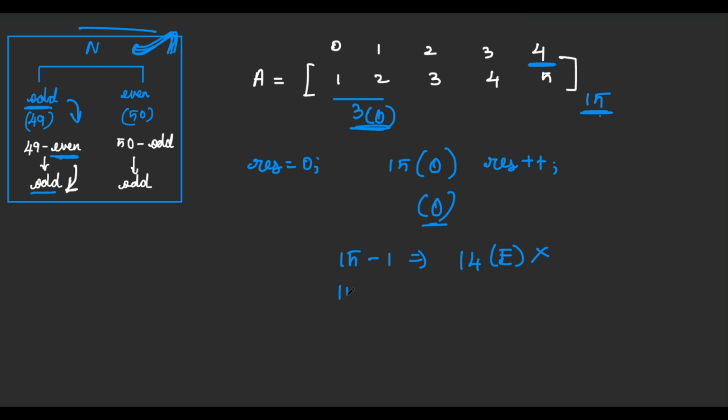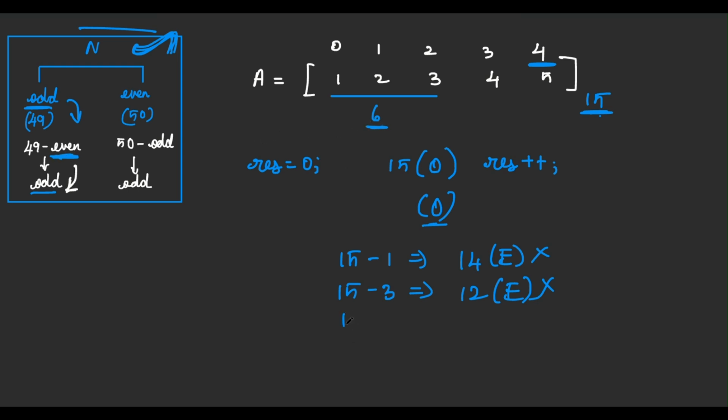Let's just check it once. 15 minus 3 results in 12. Again, this is an even number and this is also not valid, right? So let's move on to the next window, which is 1 plus 2 plus 3. Now 1 plus 2 plus 3 has a sum of 6. Now this is falling into place, right?